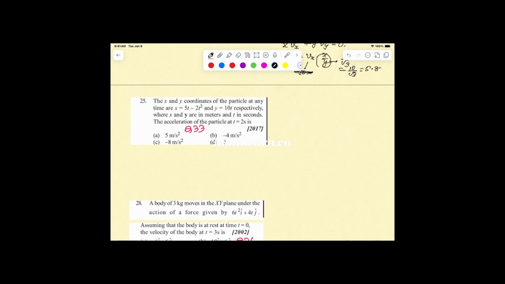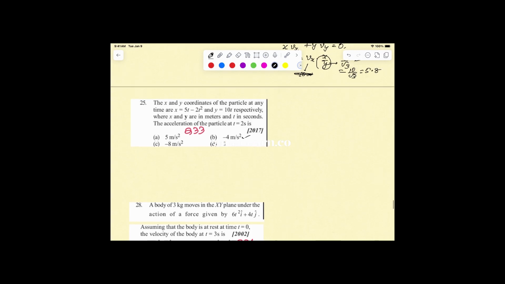Here x and y are in meters, and t is in seconds. Then the acceleration of the particle at t equal to 2 seconds. Obviously, because it is a constant acceleration along x and zero acceleration along y, the answer is the constant acceleration along the x direction, which is half a t squared equal to minus 2. Therefore, a must be equal to minus 4. Understand? Simply looking at it, you can equate it.